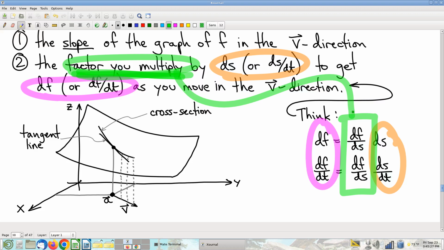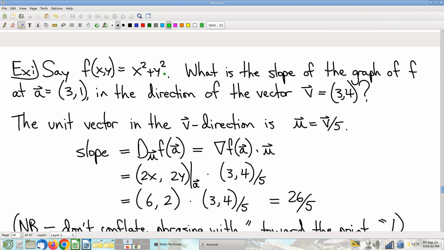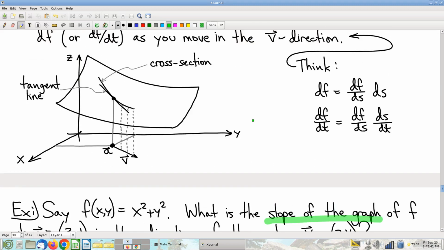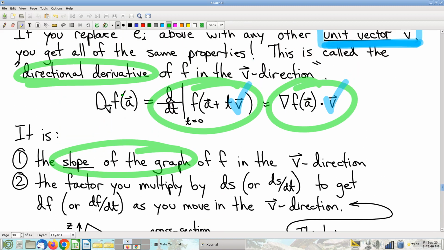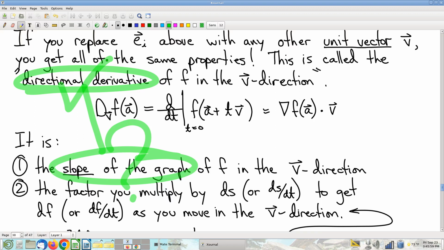Alrighty, so let's do some examples. So here's a function, and the question asks here, what's the slope of the graph? Well, here's the thing. Slope of the graph is one of our first interpretations of the directional derivative. And so the question asks to compute the slope of the graph. Fine, we're going to compute the directional derivative.